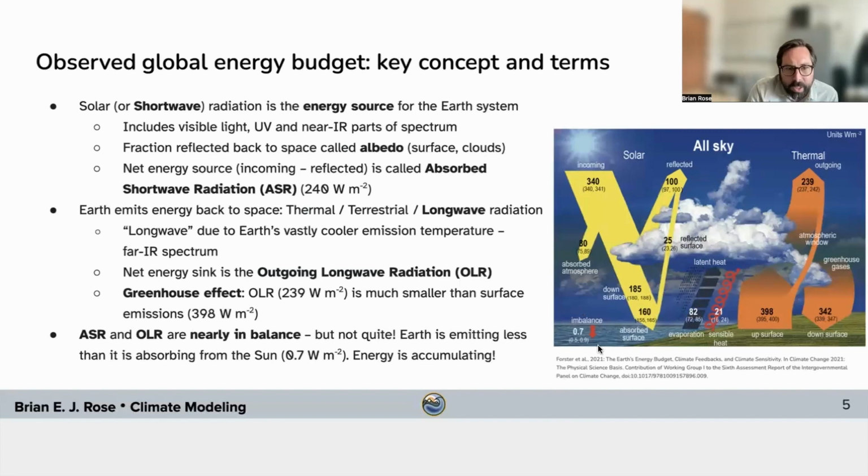So the Earth is emitting less to space than it's absorbing from the sun. It's not a large number, but it's positive, and that means that energy must be accumulating within the Earth system. And that's actually what's driving the global warming that we are experiencing presently.